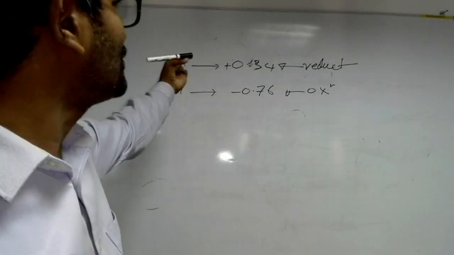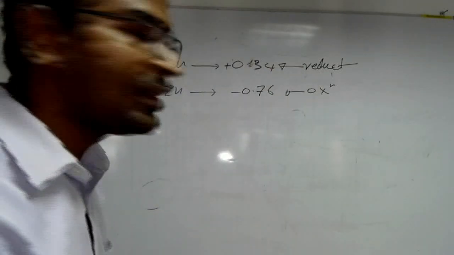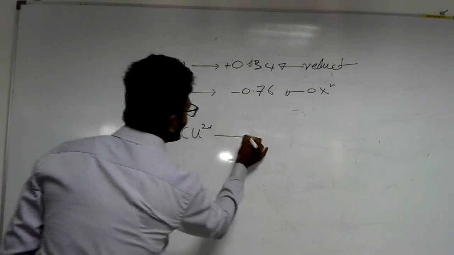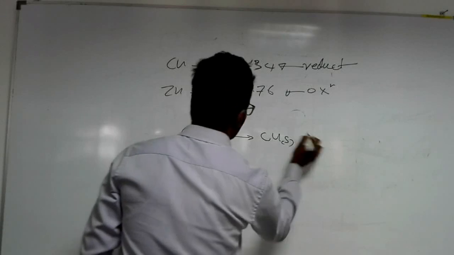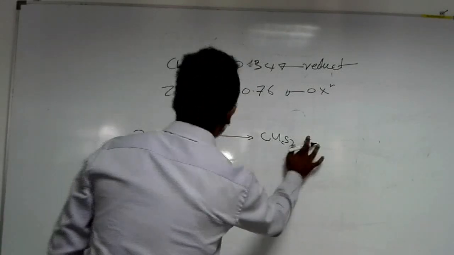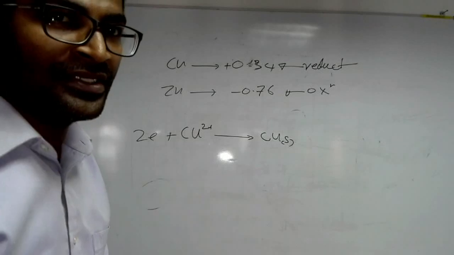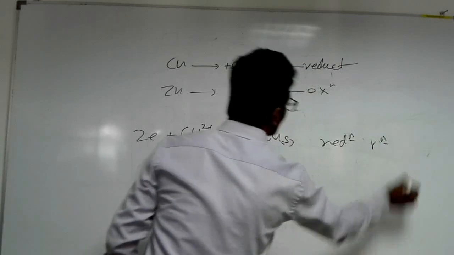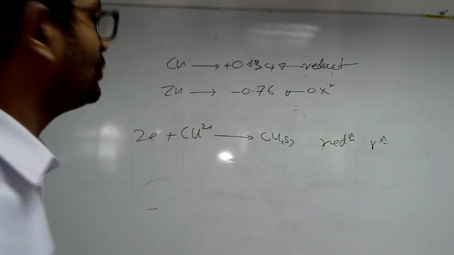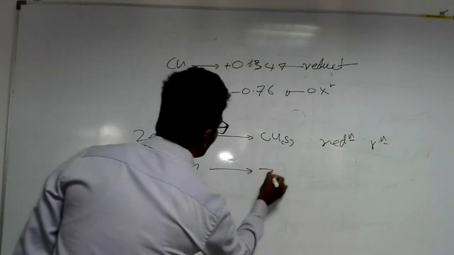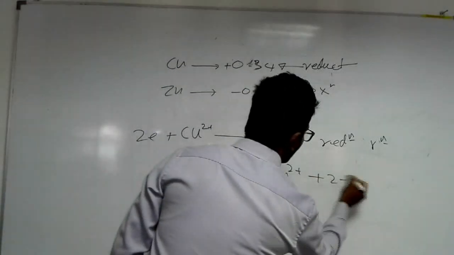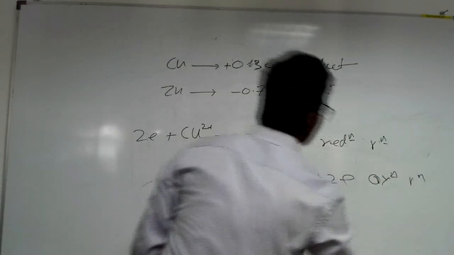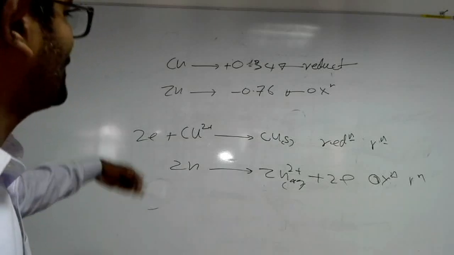The reduction part is the copper solution: copper 2 plus converts into solid copper by gaining electrons. So this is the reduction reaction, just simple, nothing here. Then you can find the oxidation reaction: zinc converts into zinc 2 plus, and this is the oxidation reaction. Then we can write the oxidation and reduction reactions.